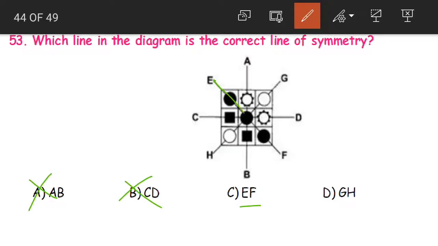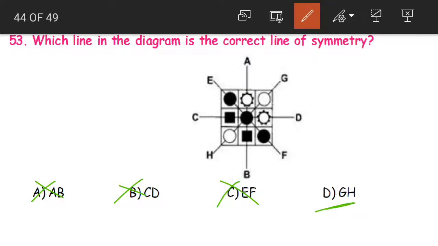EF. Let us see EF now, children. EF is also not our line of symmetry. Why? Because here we have a sun, here we have a square, again sun and square. These two figures are different. So EF is also not our line of symmetry.